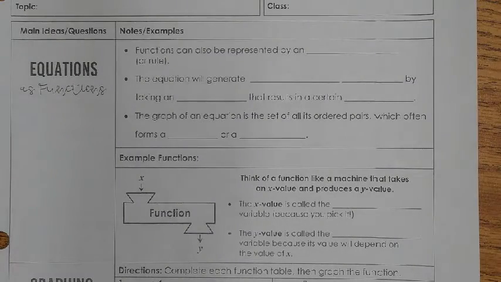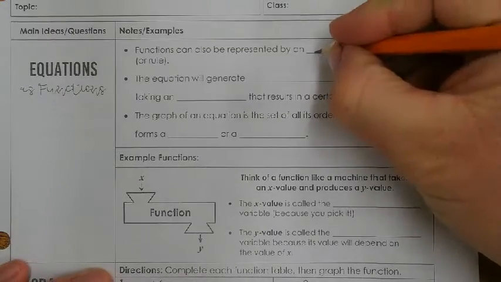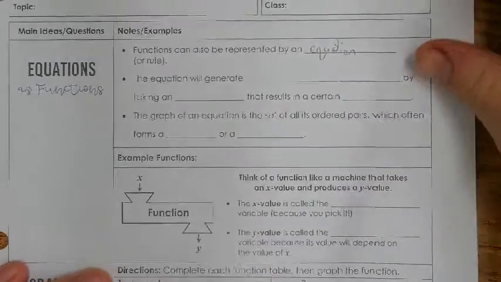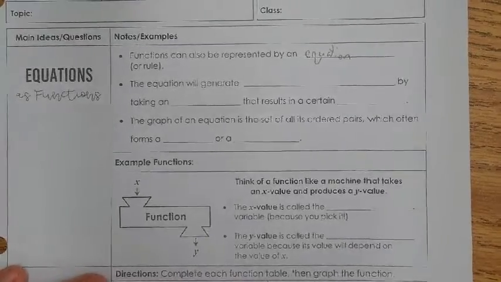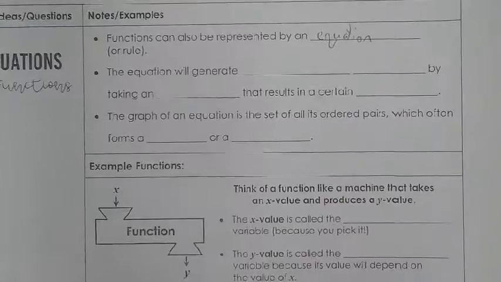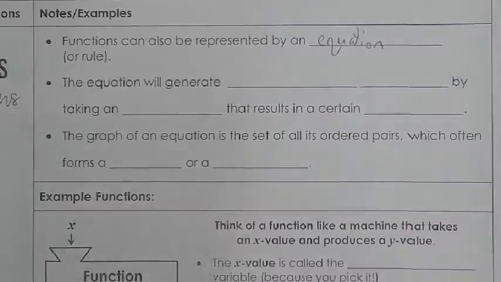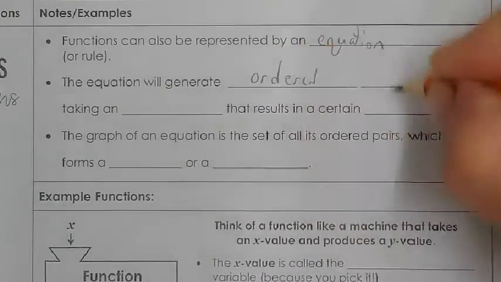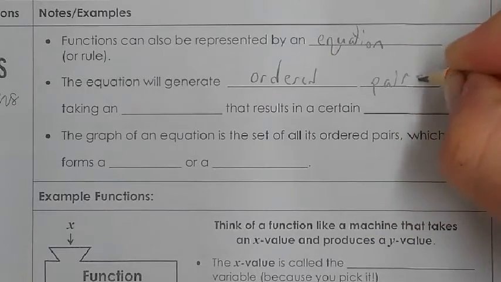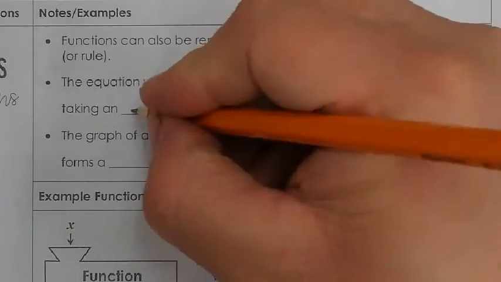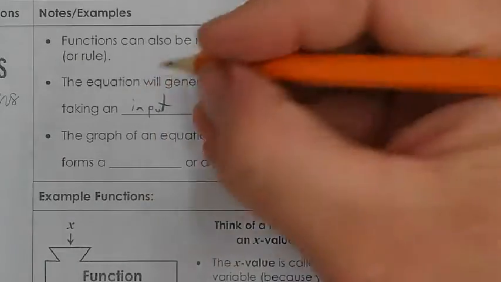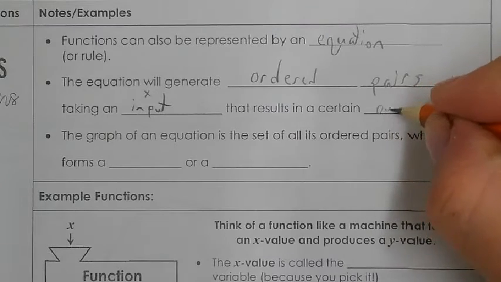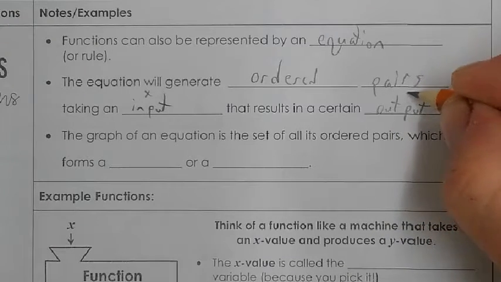So functions can also be represented by an equation or a rule. The equation will generate ordered pairs. And everybody knows what ordered pairs are. That's your x and your y. By taking an input. Input is your x. That results in a certain output. Output is your y.